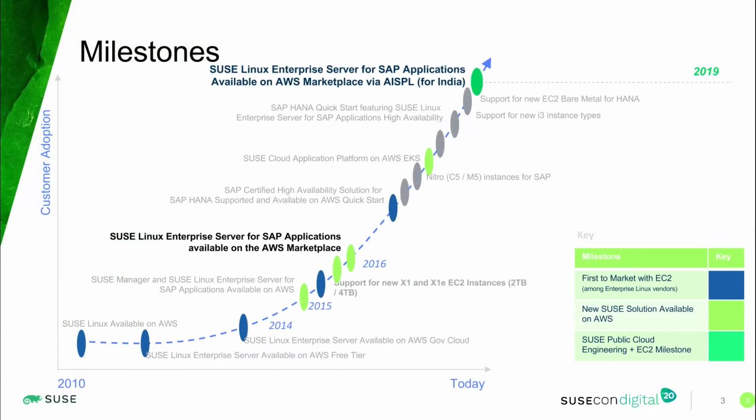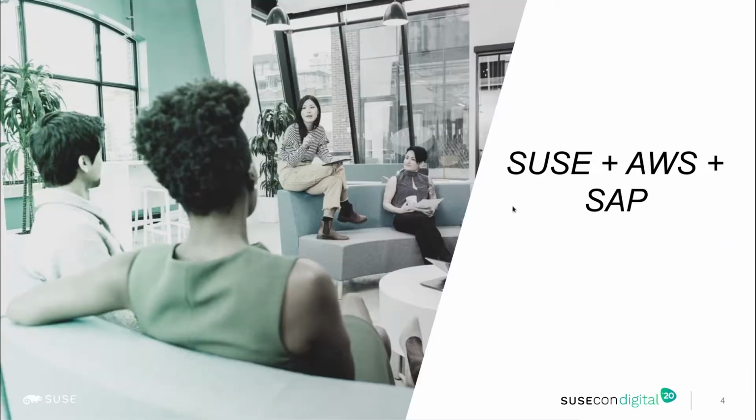SUSE Linux Enterprise Server is available on AWS since 2010, so it's almost 10 years ago now. In 2016, SUSE Linux Enterprise Server for SAP applications was available on AWS Marketplace. Then the AWS team has released the SAP Certified High Availability Solution for the SAP HANA, supported and available on AWS Quick Start. So how have the SUSE, AWS and SAP teams cooperated to facilitate the customer's need and achieve the customer goals?